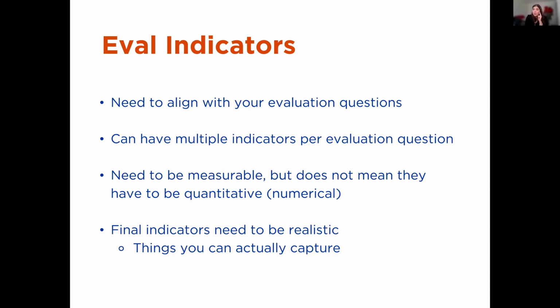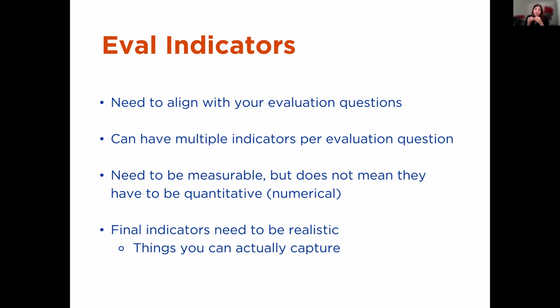You can certainly have multiple indicators, and for most people, I actually recommend that you have multiple indicators per evaluation question. Generally speaking, we're not running something like a randomized clinical trial here, right? We cannot usually say for certain that this caused this, right? So having multiple indicators that help us get closer to the truth and help us triangulate what's actually going on is really helpful. Our indicators do need to be measurable.